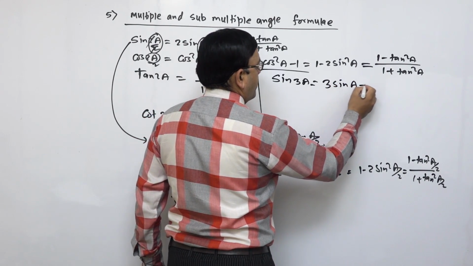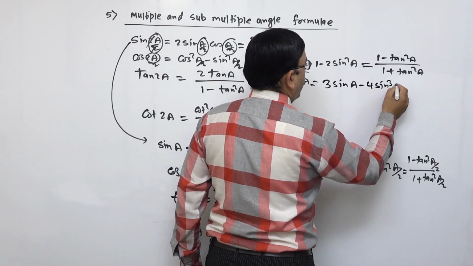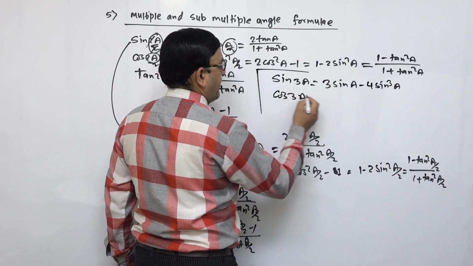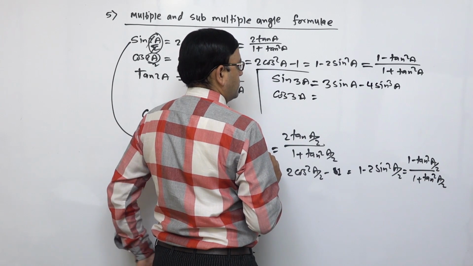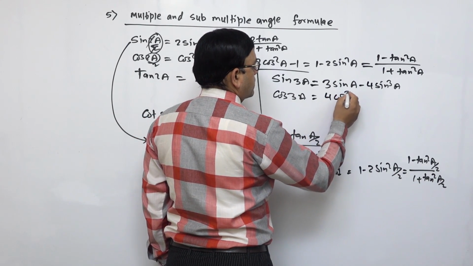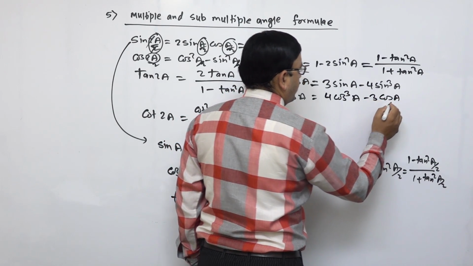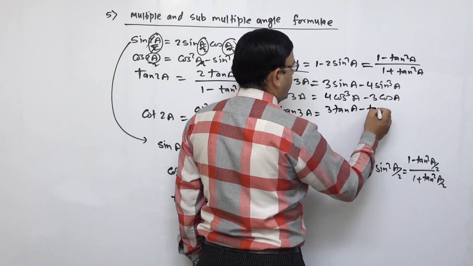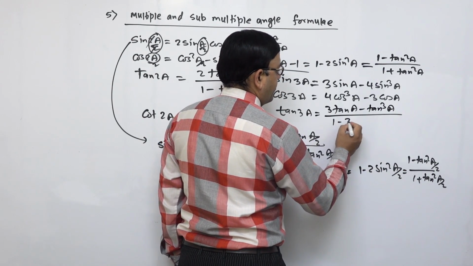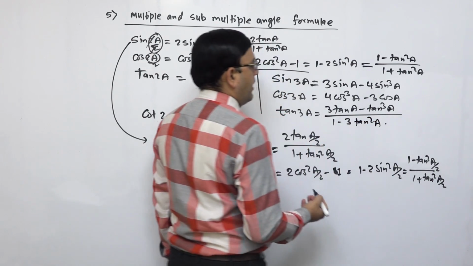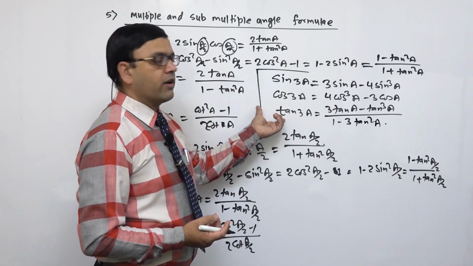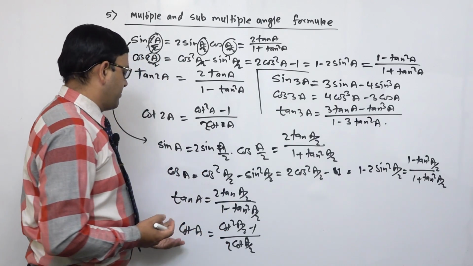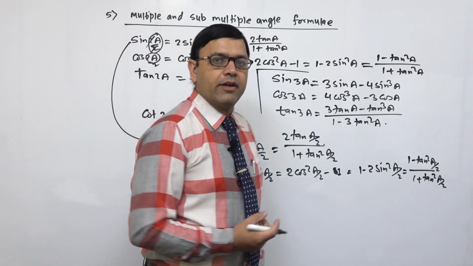3 sin A minus 4 sin cube A. Similarly, the formula of cos 3A is 4 cos cube A minus 3 cos A. Similarly, the formula of tan 3A is 3 tan A minus tan cube A upon 1 minus 3 tan square A. In this way we studied the triple angle formulas and the half angle formulas, the multiple and sub-multiple angle formulas. Students, now we are going to start another formula, that is the transformation formula.